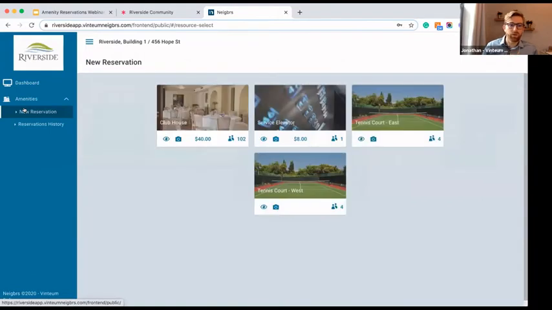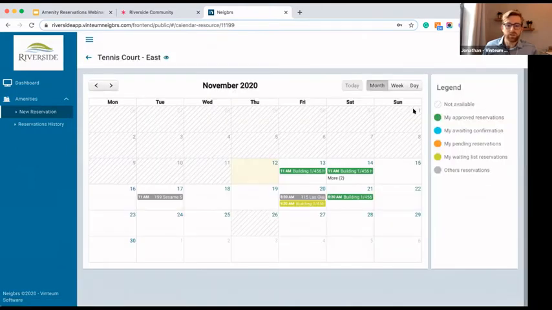resident backend portal. Now we've slimmed this out, so it's only including the amenities tool. But I do want to run through what this might look like. So if you're a resident, you've logged into the system, how can I interact with the site? How can I book a reservation? I'm going to go ahead, and we've got our list of 4 different amenities here. I'm going to select the tennis court east. Now here we've got a calendar display.